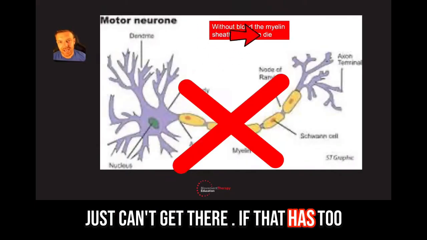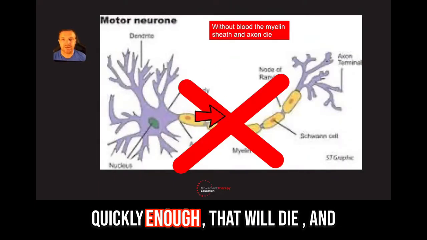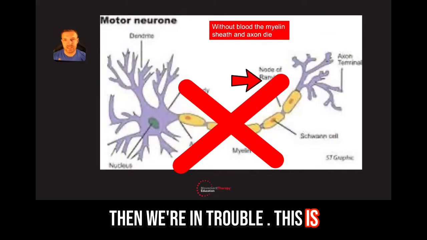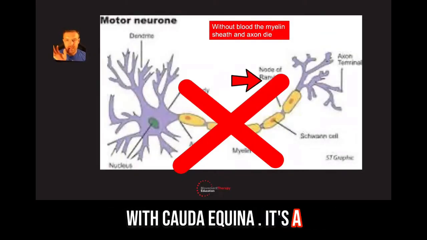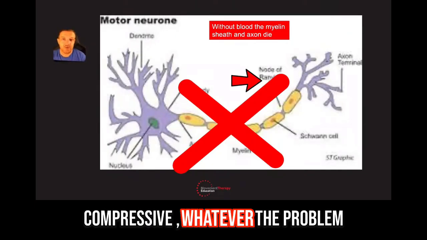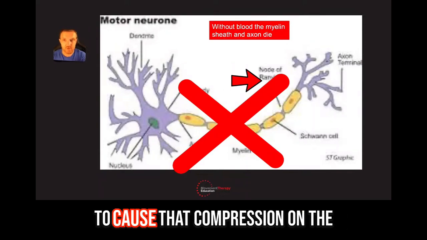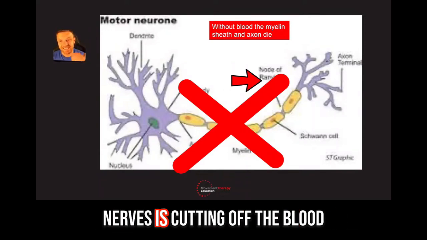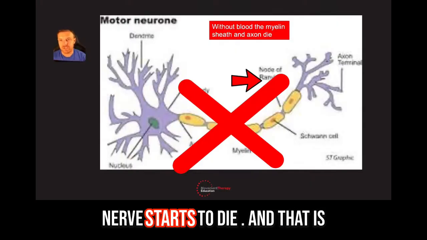If that has too much damage and it's not seen to quickly enough, that will die, and then we're in trouble. This is the kind of thing that will happen with cauda equina. It's a compression that is so compressive, whatever the problem is, whatever is occupying that space to cause that compression on the nerves is cutting off the blood supply to the nerve, so then the nerve starts to die.